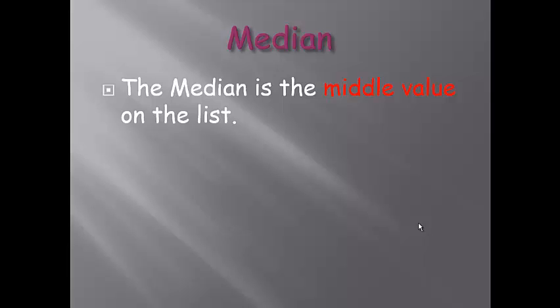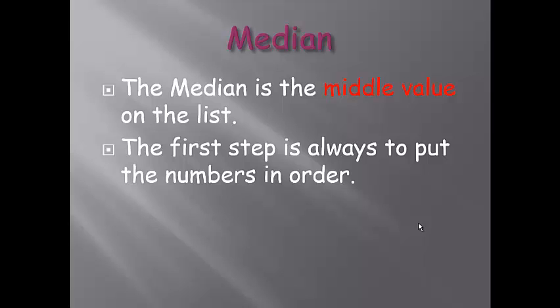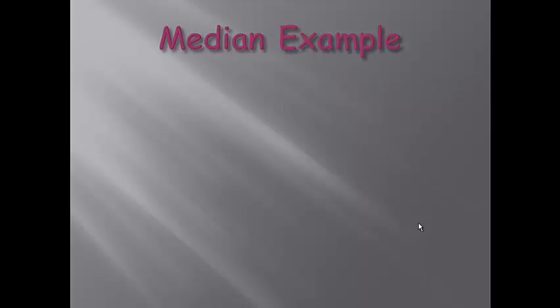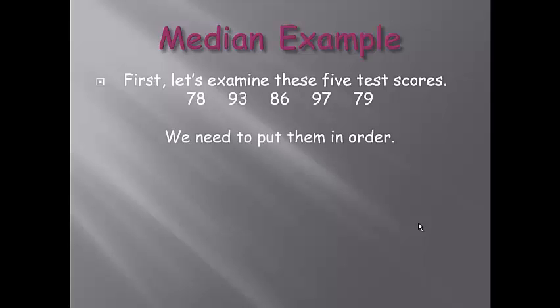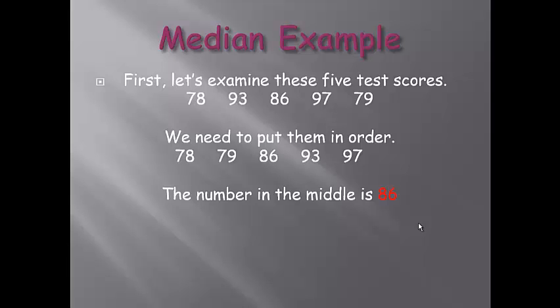Median. The median is the middle value on the list. The first step is always to put the numbers in order to find the median. So, median example. First, let's examine these 5 test scores: 78, 93, 86, 97, 79. We need to put them in order first. So we need to sort them, 78 to 97. So the number in the middle is 86.